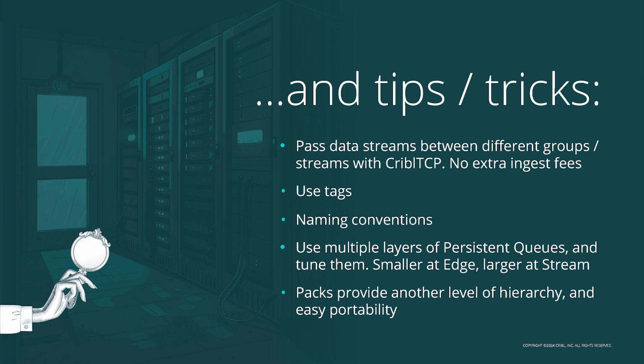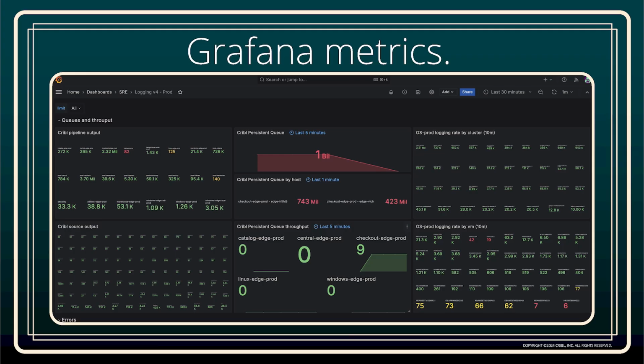And then packs. I love packs because they give you another layer of hierarchy in your routing and pipeline decision making, where you have a subset of configs. It's also packageable, so you can develop it on a development machine, export it into your pack, and then import it in production, for example team by team. Right. A couple quick little things at the end here.